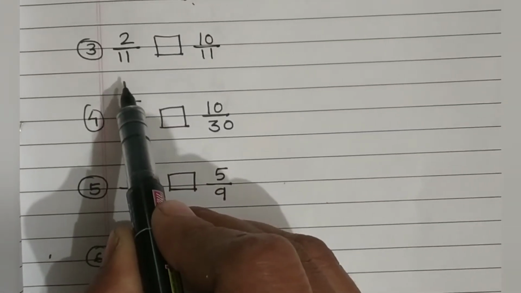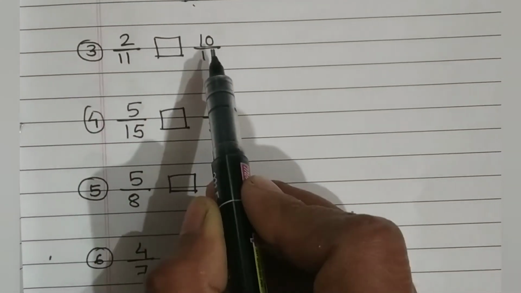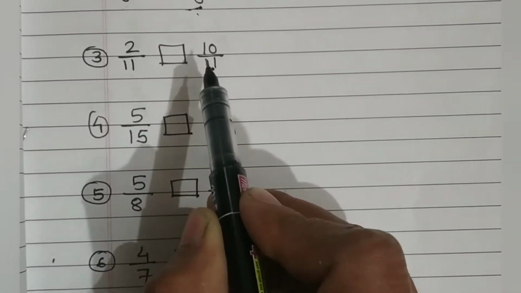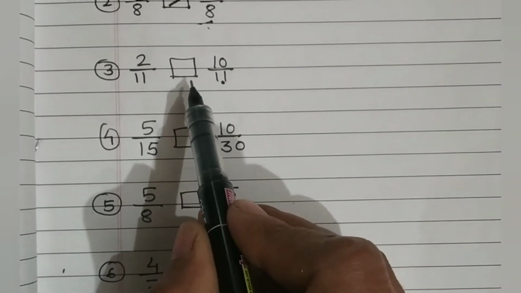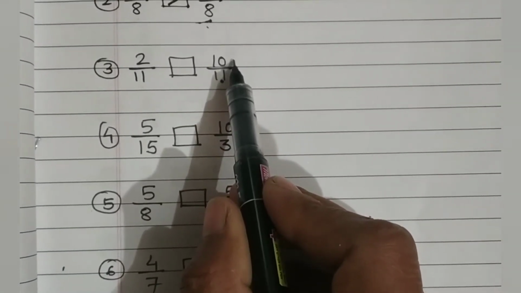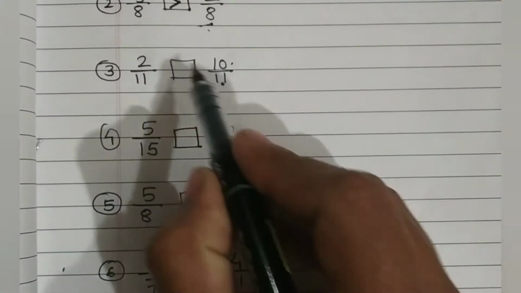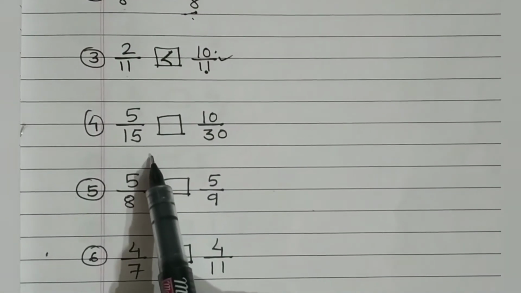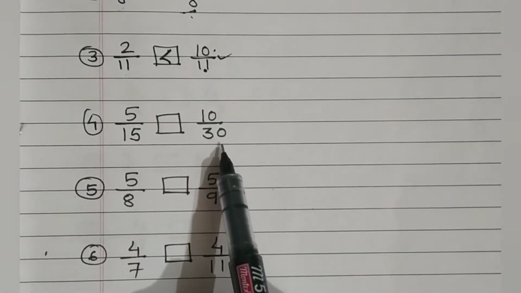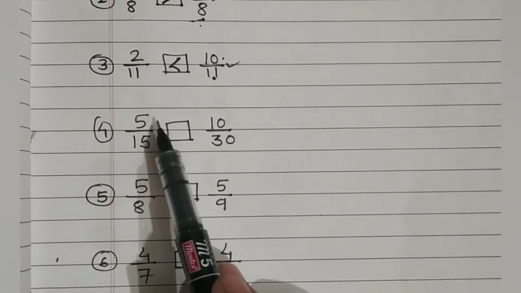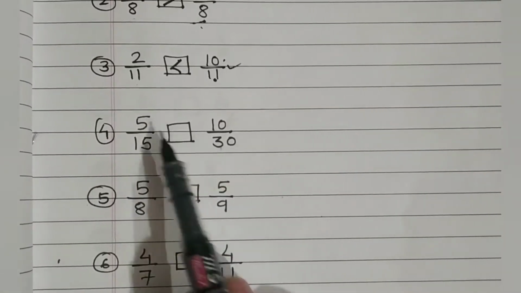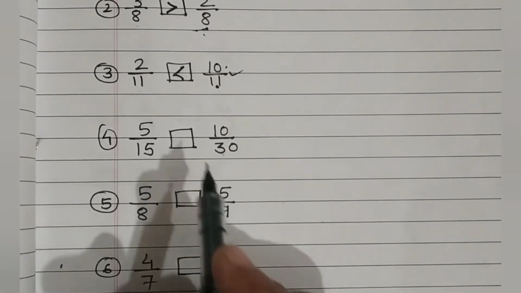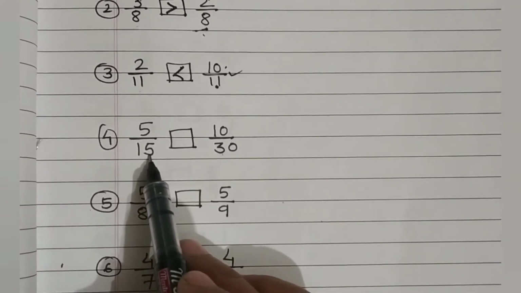Right? Then third number, 2 upon 11 and 10 upon 11. So denominators are same, and which is the greater fraction? The one having the greater numerator. So here is 10. So this is the greater fraction. Okay. Then 5 by 15, 10 by 13. So in this example, you can see denominators are different and numerators are also different. So what to do here? We have to make the denominators same here.